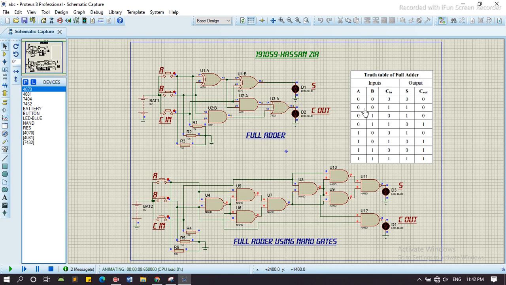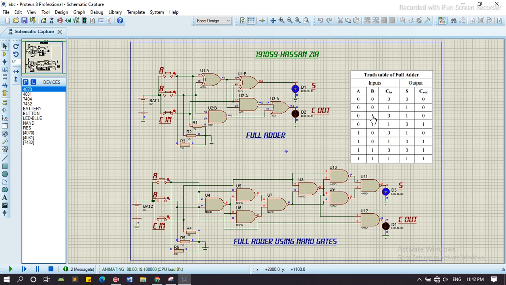Now we go to the next. When A and B are 0 and carry in is equal to 1, it shows the sum is equal to 1 and carry out is equal to 0. Similarly, both circuits show similar behavior.